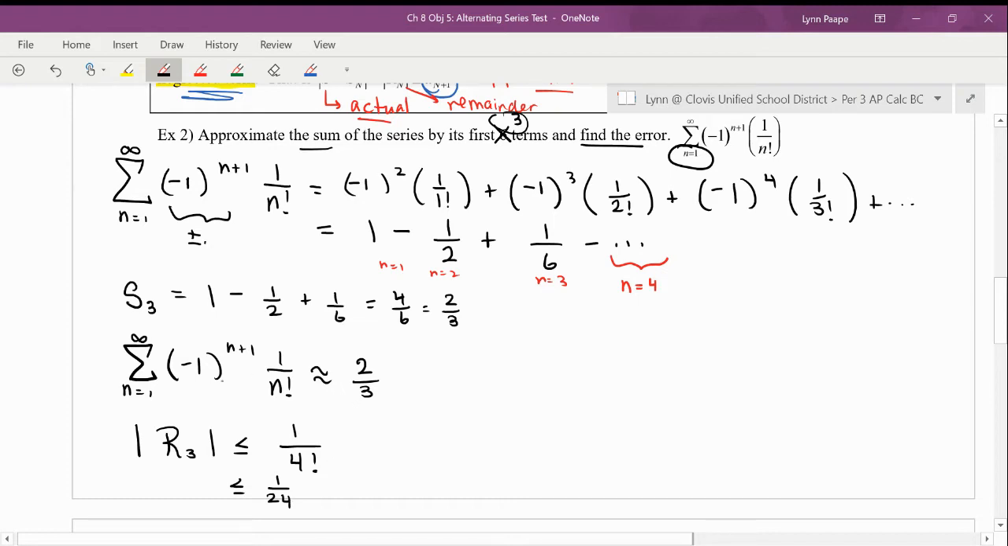So how far off am I from my sum? I'm actually pretty darn close, right? 2/3 is what I got by just doing the third partial sum, whereas the actual sum has to be somewhere in the range of 2/3 plus or minus 1/24, because that's my remainder. So the actual sum has to land in that range. And there is the alternating series remainder.